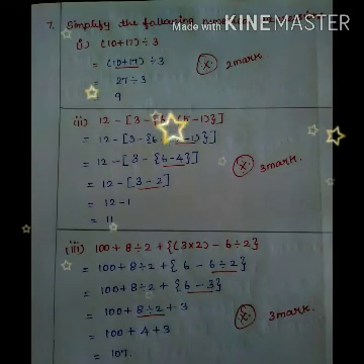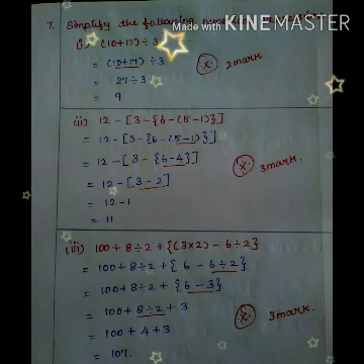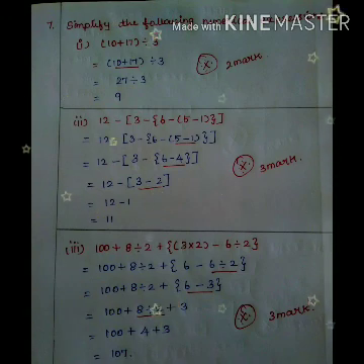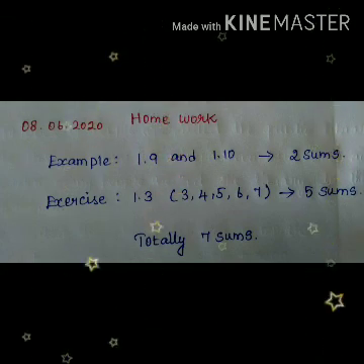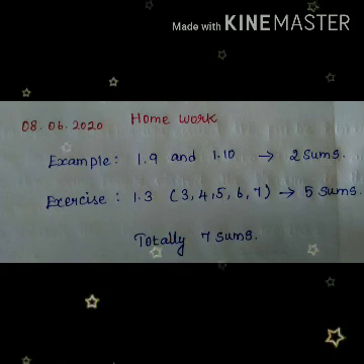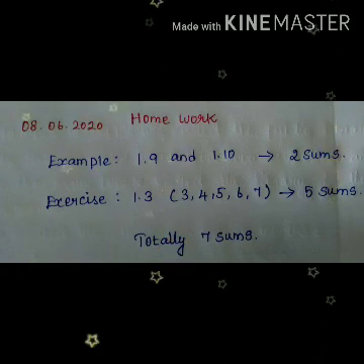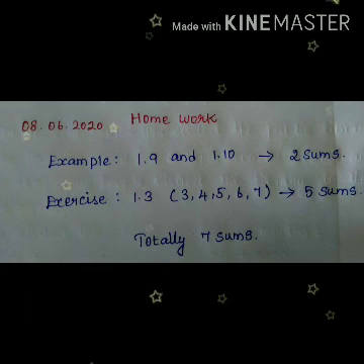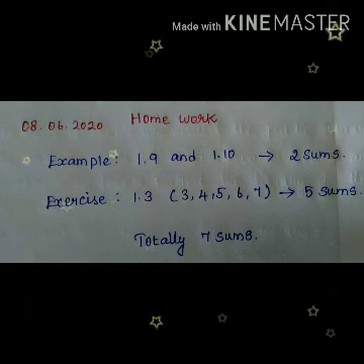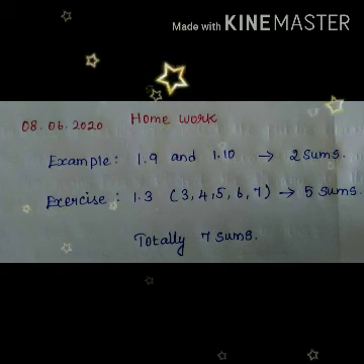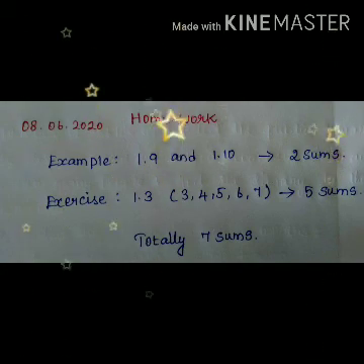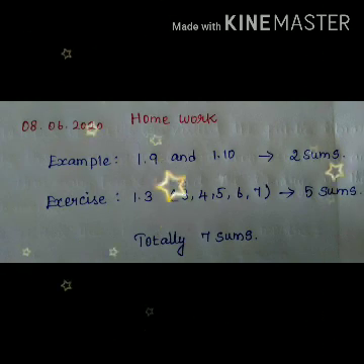I think the seventh sum is a very important sum. The seventh sum and examples 1.9 and 1.10, totally 5 sums, are very important, so students please take care of these sums. For your homework: example 1.9 and 1.10, and then exercise 1.3, third sum, fourth sum, fifth sum, sixth sum. In the seventh sum they have 3 sums, so you want to write all the sums. Students, this is your homework.